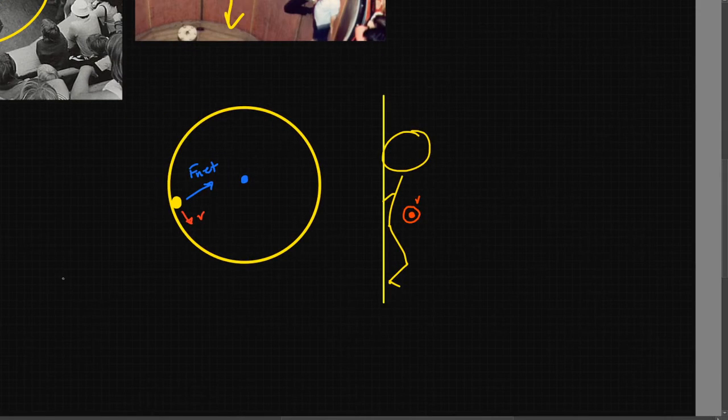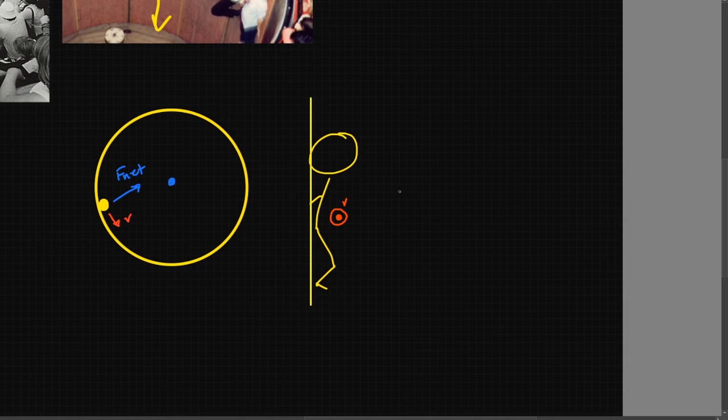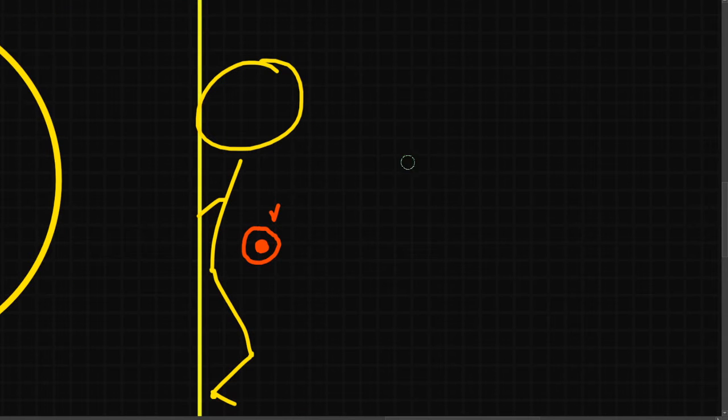So what would be the free body diagram for this person? Well, they have some forces acting on them. So here's them. They do have some sort of force of gravity acting on them. We'll call this person P.